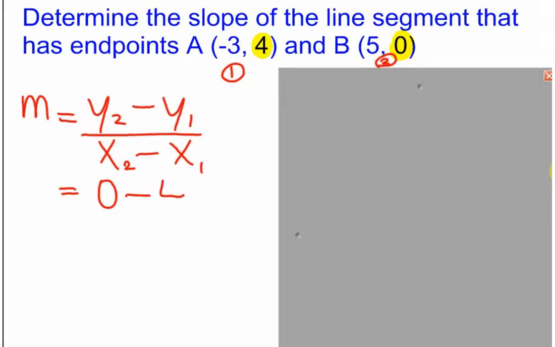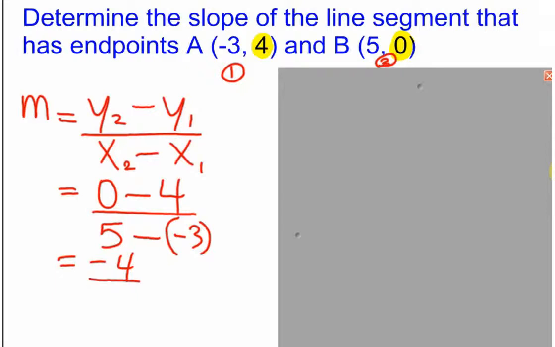So it's 0 minus 4, divided by x2, which is 5, minus x1, which is -3. Look very carefully at what happens there. It's 5 minus -3. Evaluating, well, 0 minus 4 is -4. 5 minus -3 is 8. Reducing that into lowest terms, we get -1/2, or -0.5.